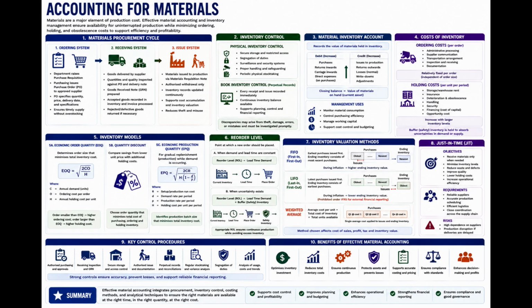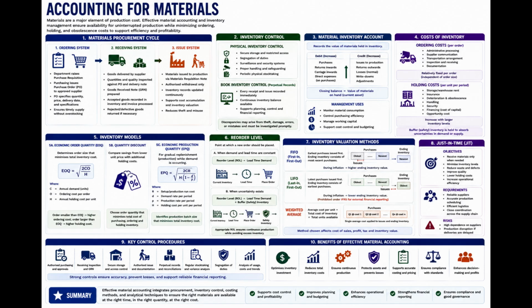Physical inventory control involves secure storage facilities, restricted access, segregation of duties, surveillance systems, and periodic stock-taking to verify actual inventory quantities. Book inventory control relies on perpetual inventory records that record every receipt and issue transaction, enabling management to monitor inventory balances continuously. Differences between physical counts and book records may arise from theft, damage, recording errors, or administrative mistakes, and should be investigated promptly to maintain accurate financial reporting and operational control.